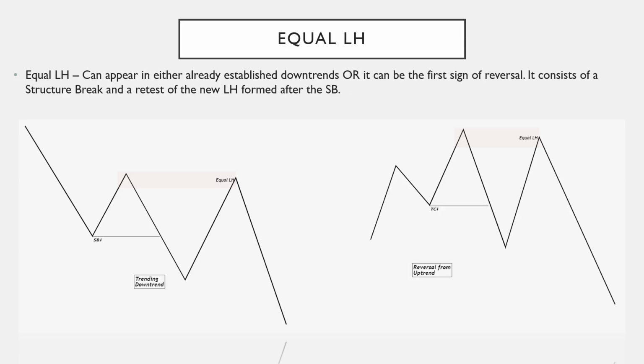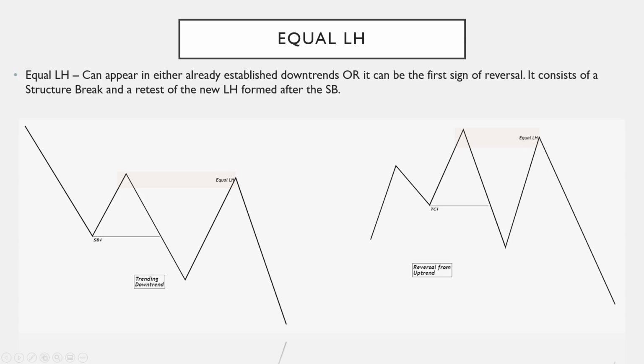Alright, equal lower high, pretty much exactly the same, just in reverse, okay? Equal lower highs can appear either in already established downtrends, when the market is already trending, or it can be the first sign of a reversal from an uptrend, okay? And again, it consists of a structure break. So we have a structure break, we have a creation of a new lower low in this case, and then we retest the last lower high.